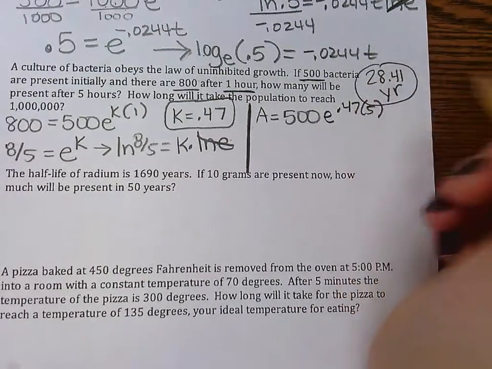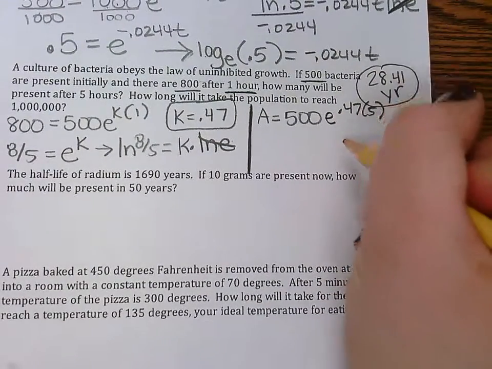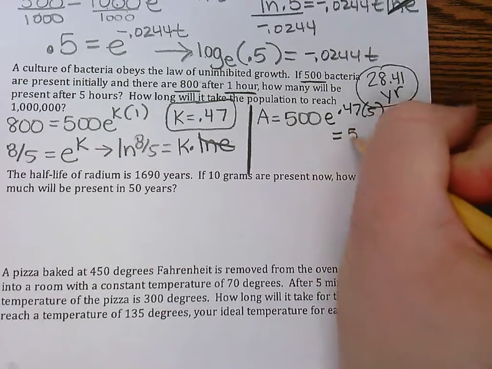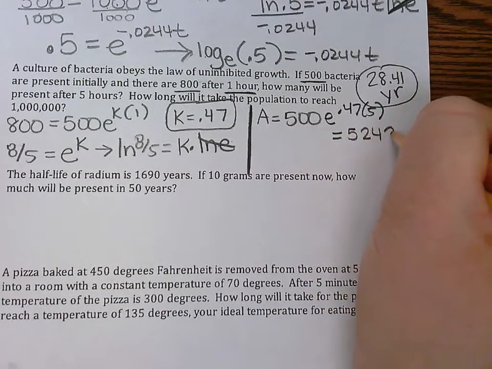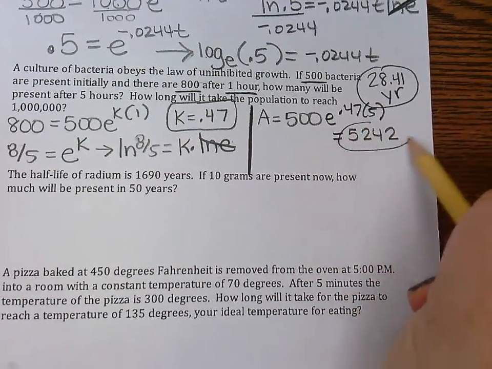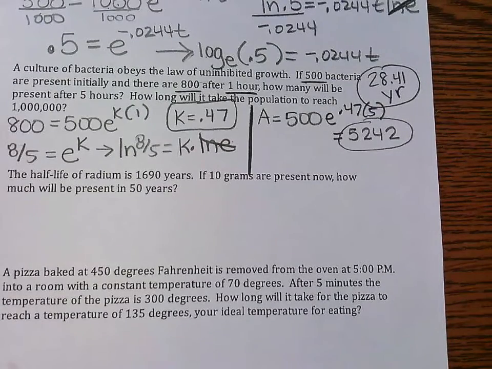I guess we wouldn't round up, because that bacteria isn't there yet. So 5,242. Mine's 0.8, but we'll just leave it at 5,242. That sounds good.